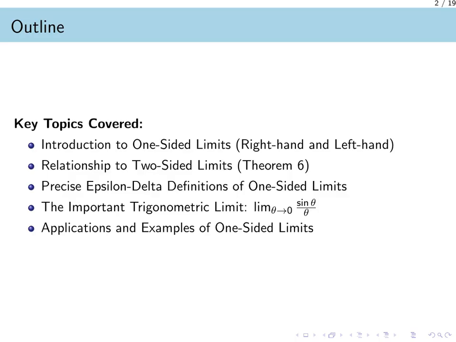Next, I will provide the formal epsilon-delta definitions for these one-sided limits, which give us the rigorous mathematical language we need to be precise. With that foundation, we will use these ideas to analyze a very important trigonometric limit, the limit as theta approaches 0 of the fraction sine of theta over theta.